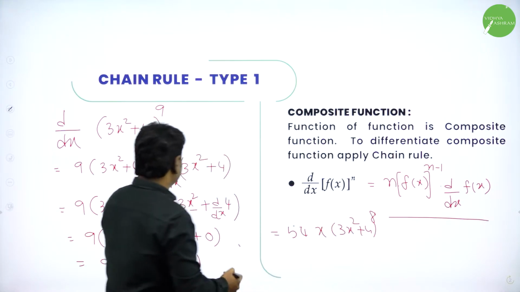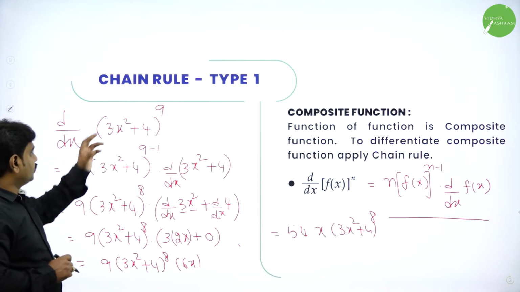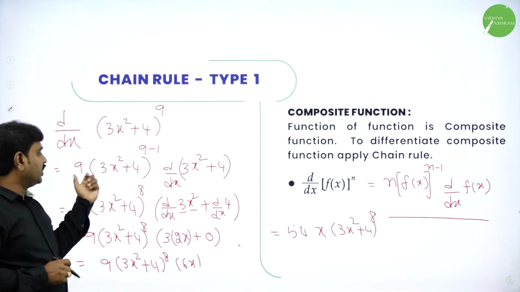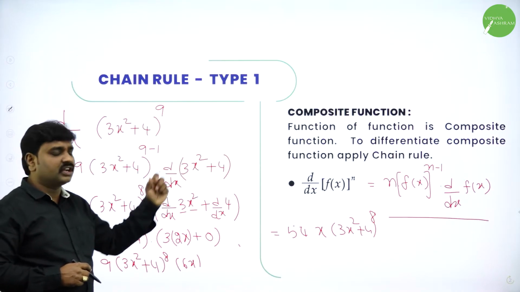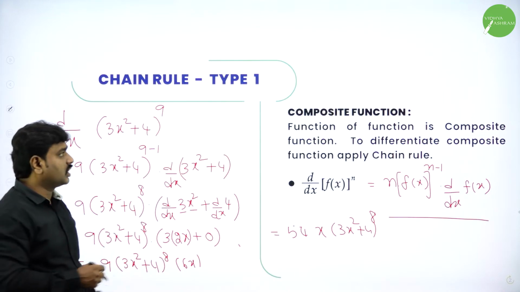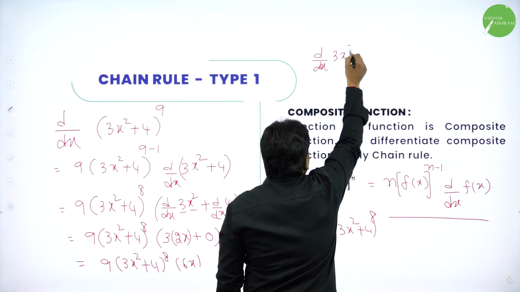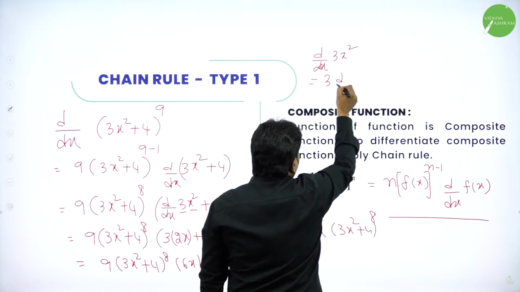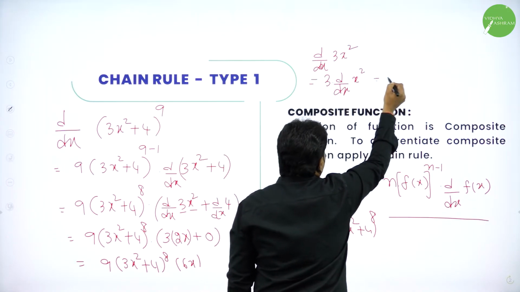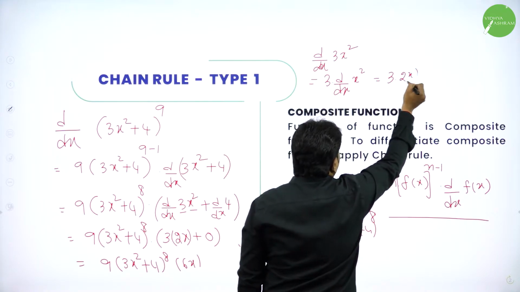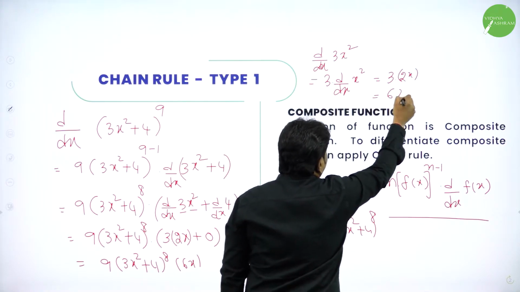So I took so many steps to make you understand. If it is in the form f of x power n, then n into f of x power n minus 1 into d by dx of the internal function; internally I have 3x square. All of you know how to differentiate 3x square. What is d by dx of 3x square? 3 is constant, take it out. Apply d by dx for what? x square. That will become 3 into the derivative of x square, which is 2x. n into x power n minus 1, 6x.